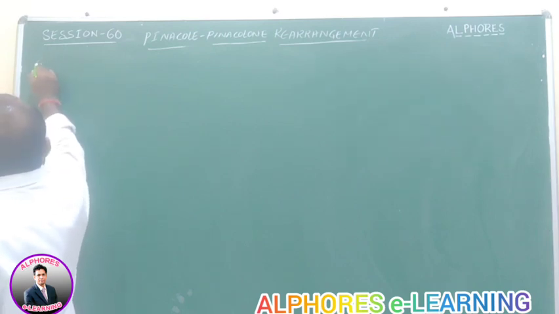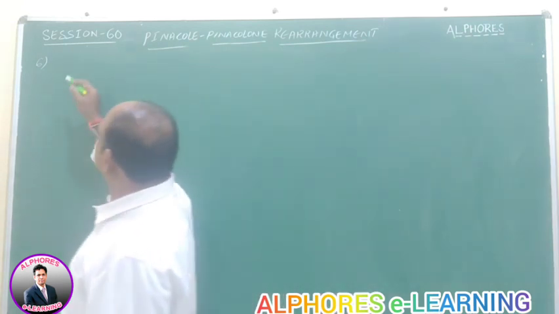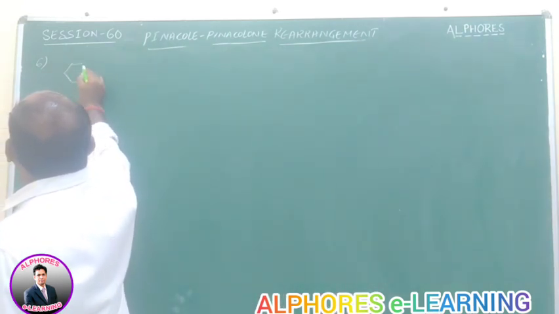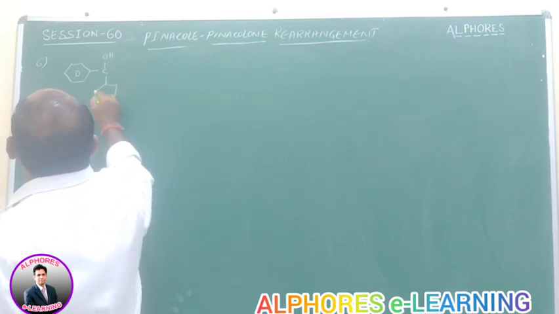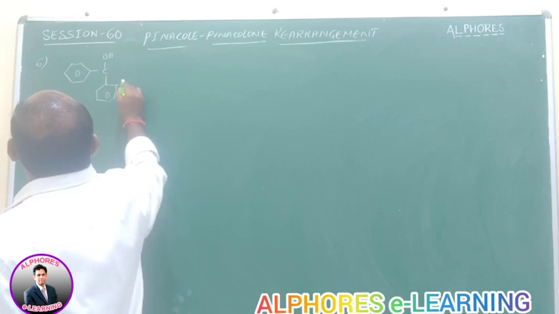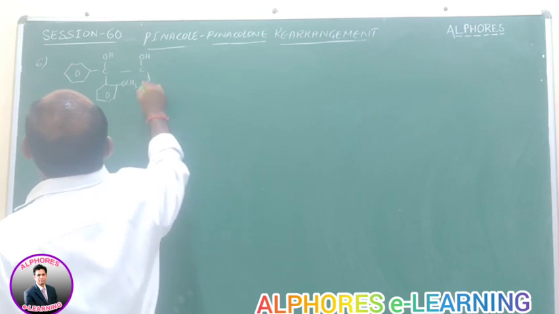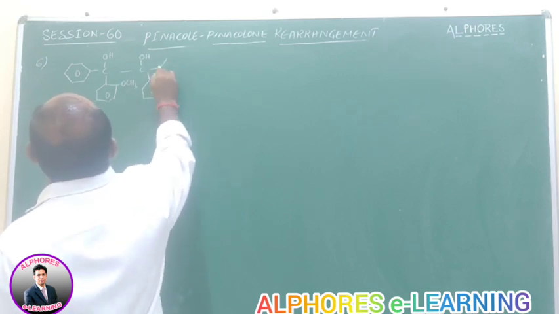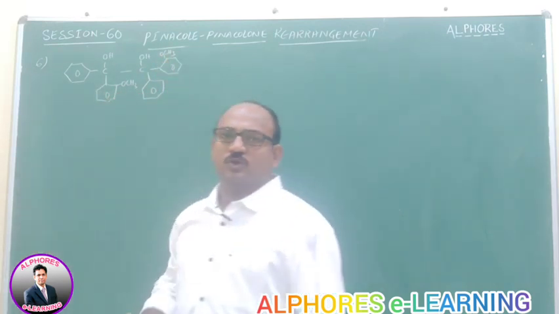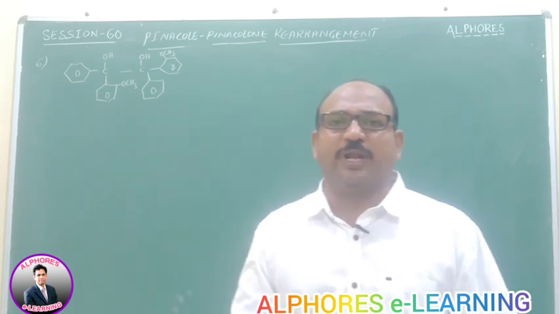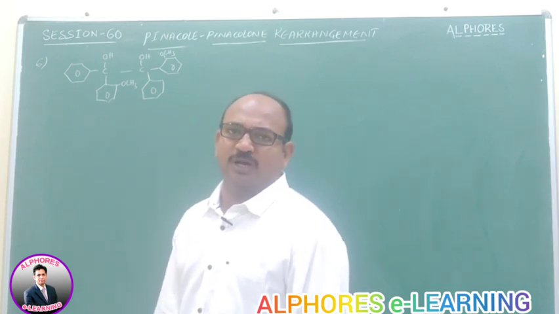Students, next example, sixth one. In this case, carbon is attached to one phenyl group and one ortho-methoxyphenyl. So both the carbon atoms, the OH group containing carbon atoms, are attached to the same groups. One is phenyl, another one is ortho-methoxyphenyl.